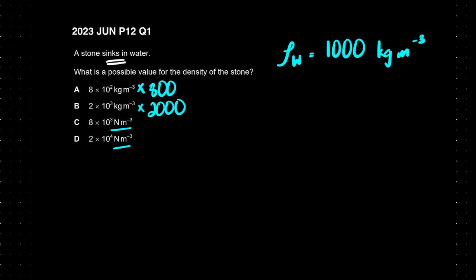So in this one, if you look at question number 1, you see that Newton per meter cube is not a possible unit for density. So 800 can't be the case because it's less than 1000. We need something which is more than 1000. So the only possible answer is B, right? Easy.